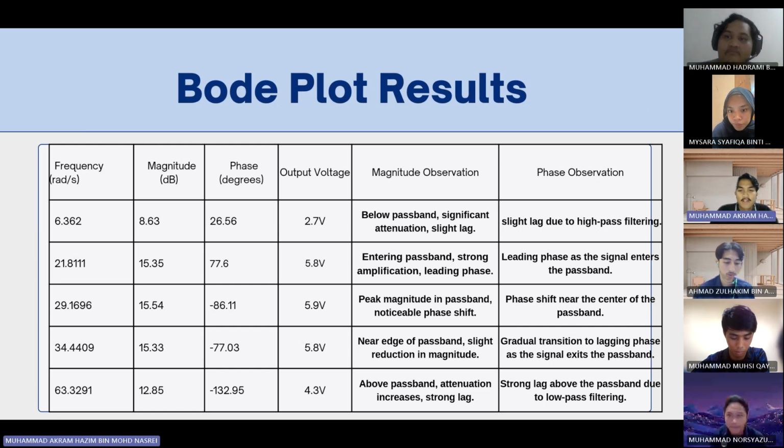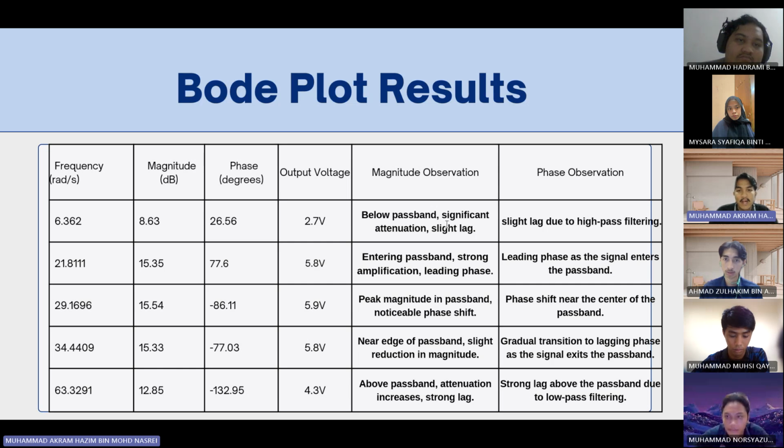Assalamualaikum. My name is Muhammad Kamazim, and today I will explain about the value for each result. Okay, so let's start with 6.362 radian per second, which is approximately 1.01 hertz. At this frequency, the magnitude is 8.63 dB, indicating noticeable attenuation of the input signal. The phase shift is 26.56, showing a slight lag. The corresponding output voltage Vout is 2.7 volt.